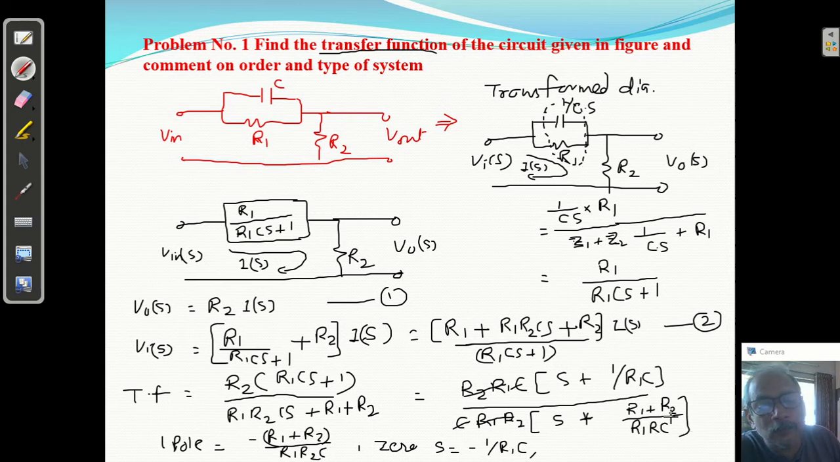What is the order? Order is only one pole at origin, so one pole is there, so order 1, first order. Type 0, no pole at origin. So this is the comment on this numerical. In this way you can find the transfer function, and you can find the poles and zeros like that. If you know the values of R1, R2 and C, you can draw the poles and zeros also.